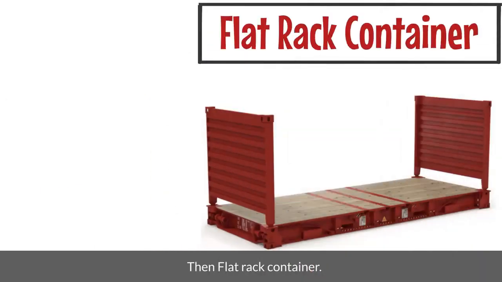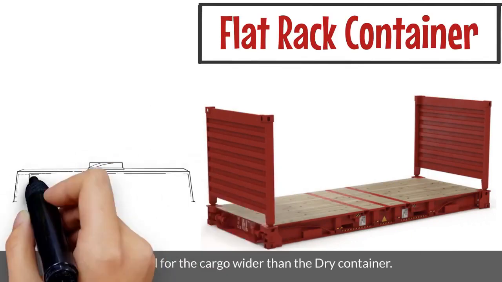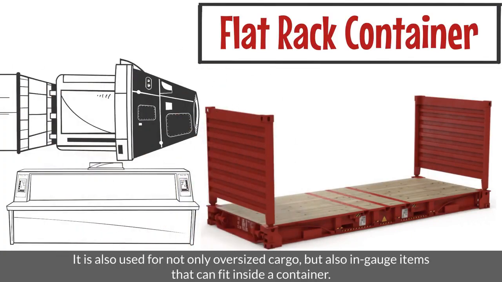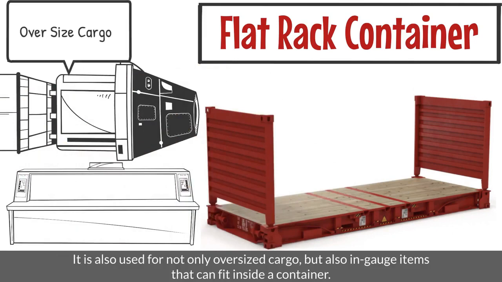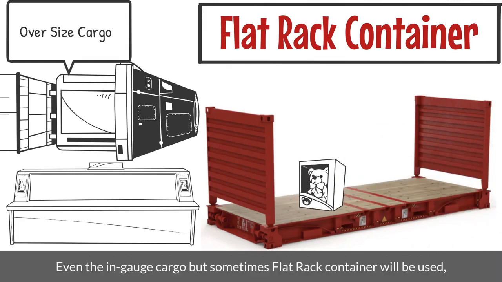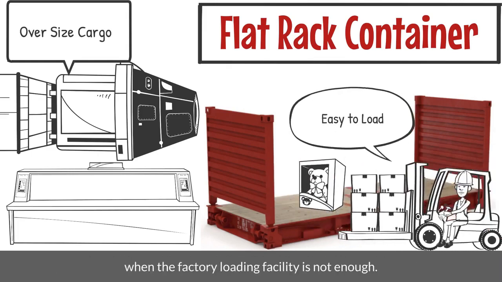Then flat rack container. The flat rack is a dry container with no ceiling and no side walls. It is used for cargo wider than the dry container. It is used not only for oversized cargo, but also for items that can fit inside a container. Even for such cargo, a flat rack container will sometimes be used when the factory loading facility is not enough.